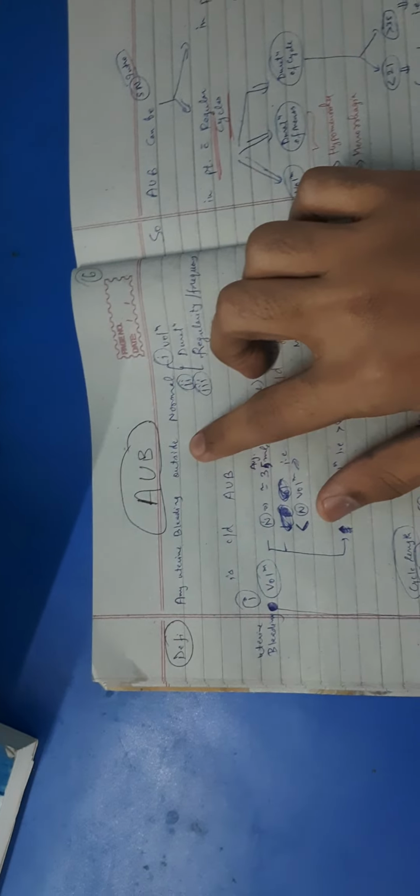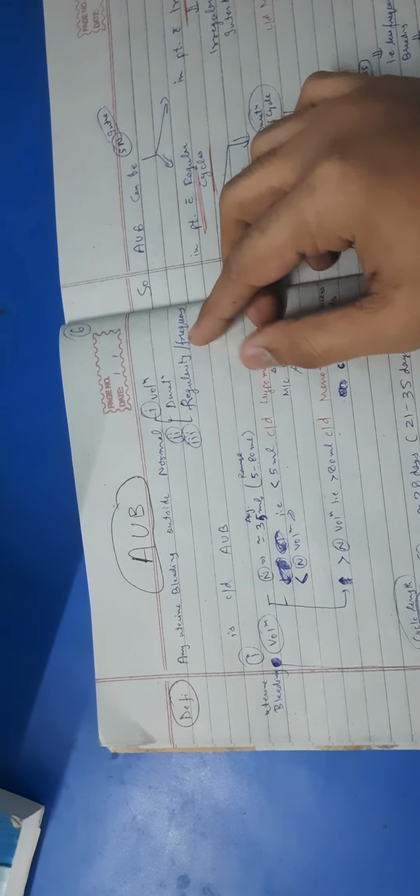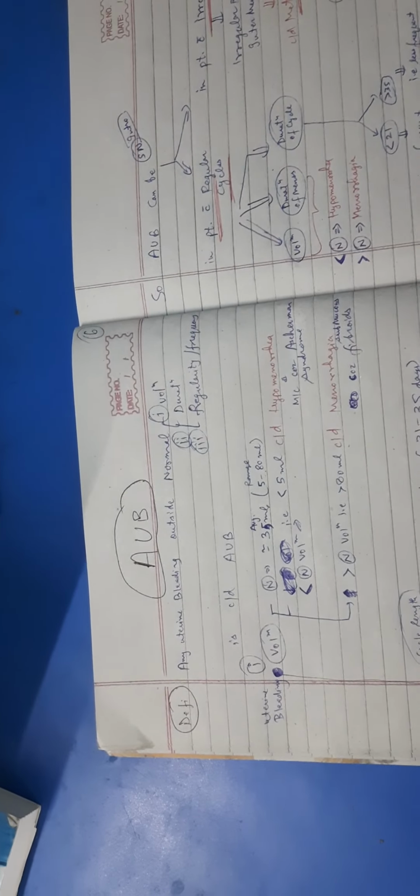Okay, so now come to AUB. AUB is any uterine bleeding outside normal volume, normal duration, or normal frequency. Okay, that is abnormal uterine bleeding. So what can it be?